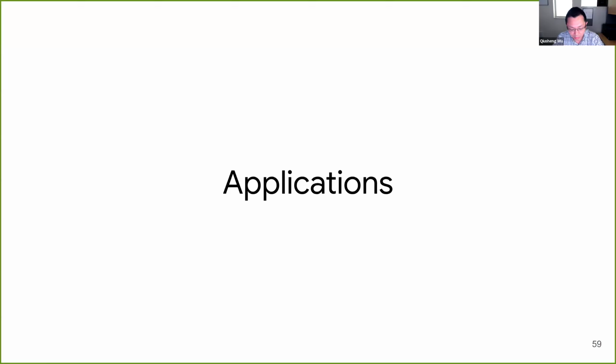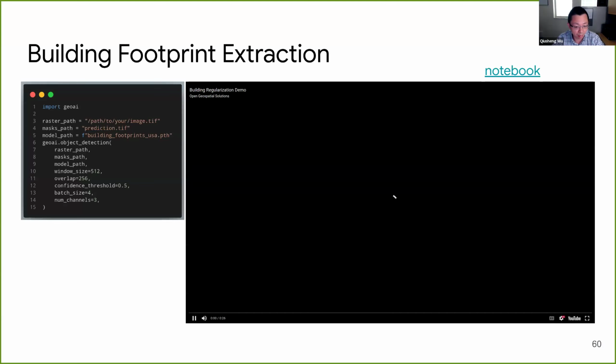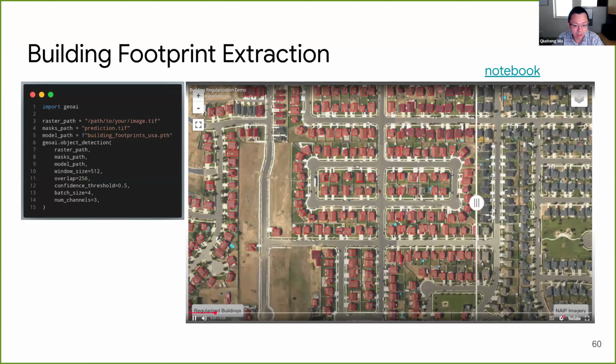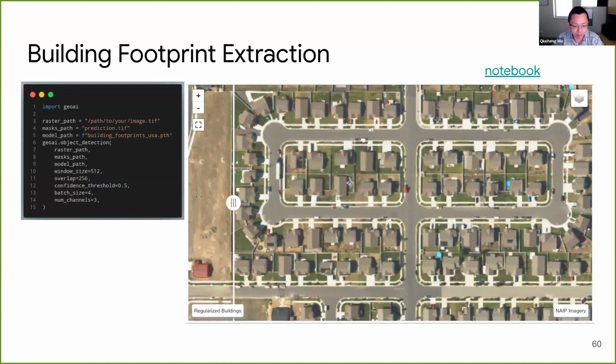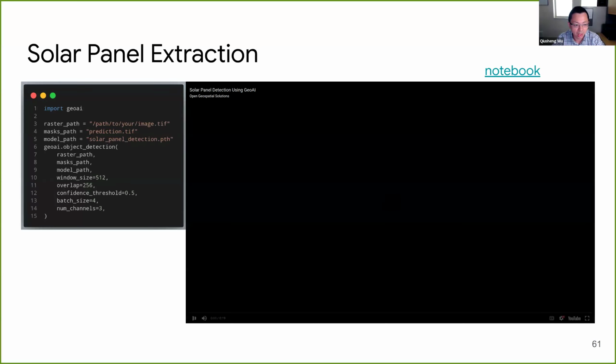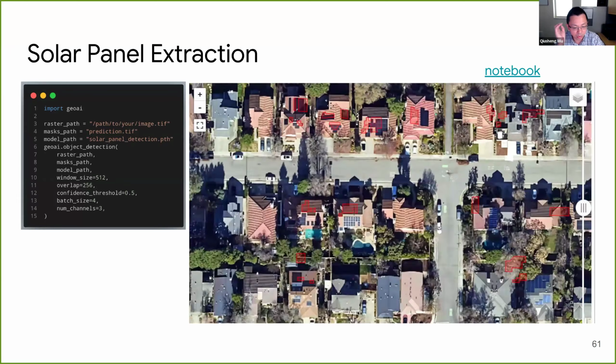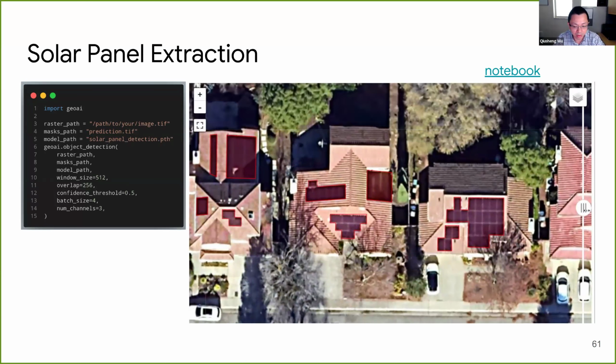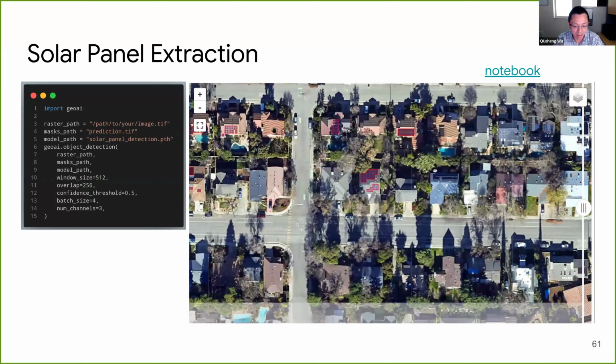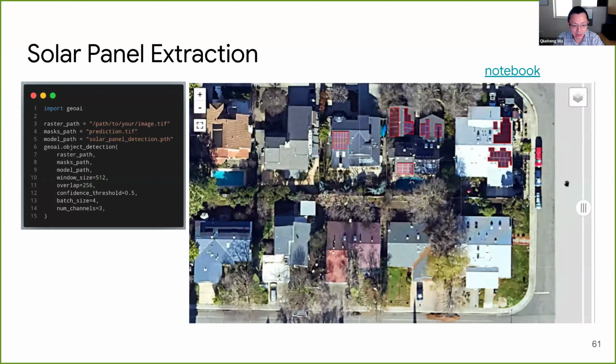But there are lots of applications. So next, I want to quickly show you some of the applications. For example, you can do building detection, just like what I showed you earlier. This is basically the popular application of object detection. You can also do solar panel detection. If you have some imagery and you want to detect the solar panels, you can run the same process. You can train your own solar detection models, and then you can get the result easily.